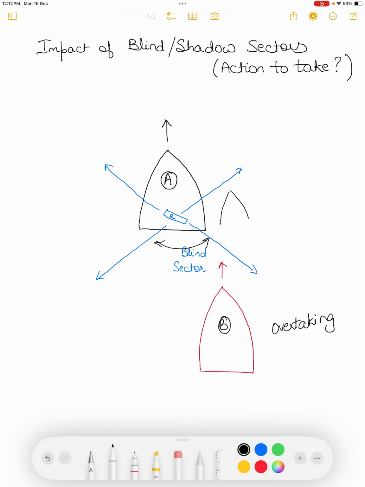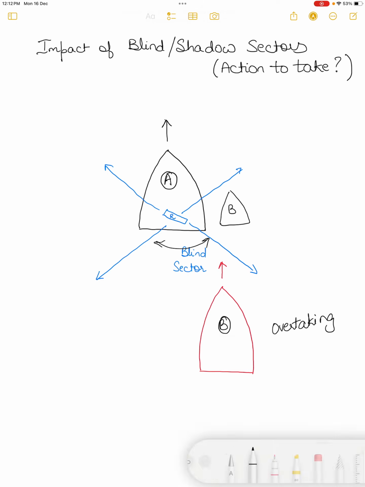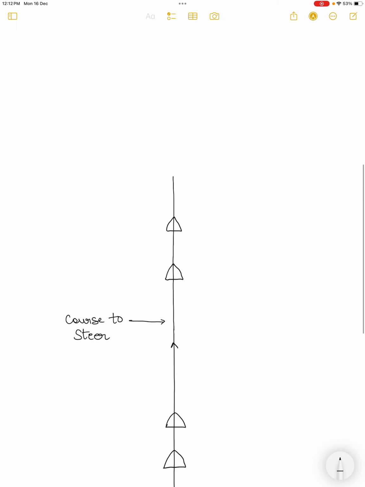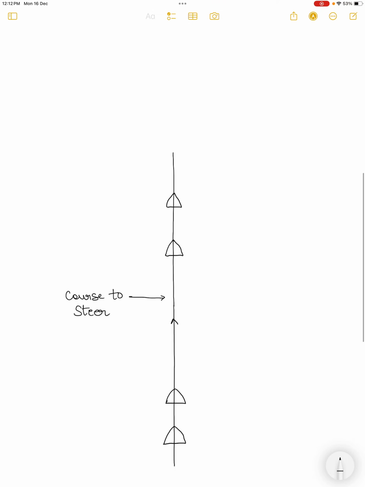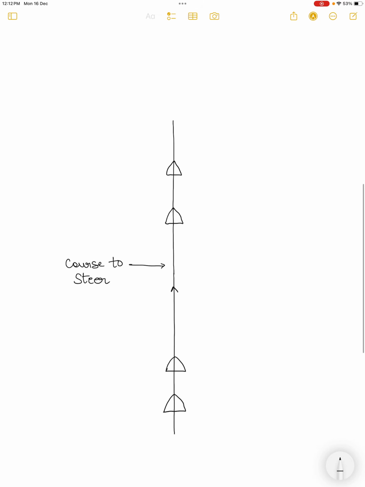Vessel B reaches somewhere here and it is very close and the CPA is not much. So what should vessel A be doing in these cases, or how can any vessel address this problem of a blind sector or shadow sector? My advice to every vessel is that when you are transiting on your course to steer, as you can see here on your screen, you should every now and then, frequently, and not for too long, be going off the course to address this.